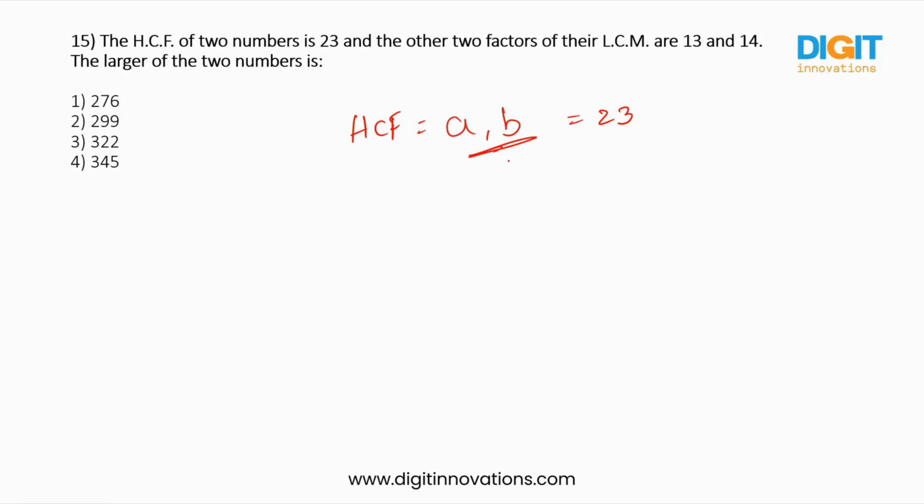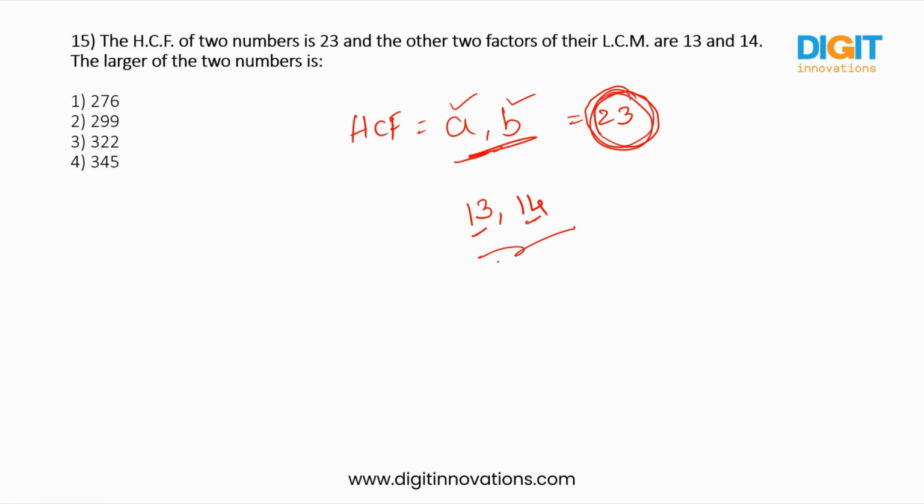So HCF is nothing but the common factor between A and B, right? That is not the exact value. 23 is the common factor of A and B. In this, 13 and 14, as they told, are the two other factors. 23 is the common factor which is present, and these are the two co-primes. As the name itself says, it's the highest common factor.